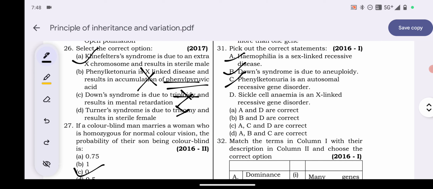Absolutely correct, this one too. D, sickle cell anemia is an X-linked recessive gene disorder. D statement is the wrong one because sickle cell anemia is an autosomal recessive trait that can be transmitted from parents to the offspring when both the partners are carriers for the gene. So here D is the wrong one. A, B and C are the correct ones. So D statement is the answer here.